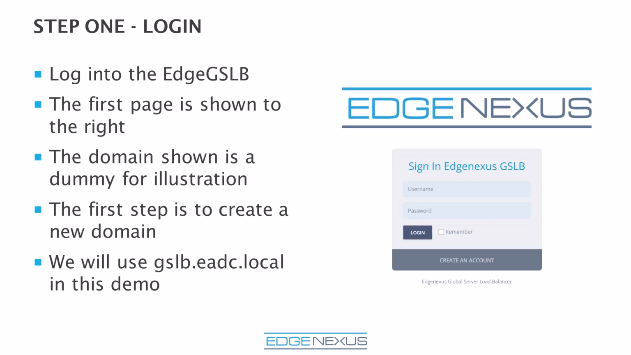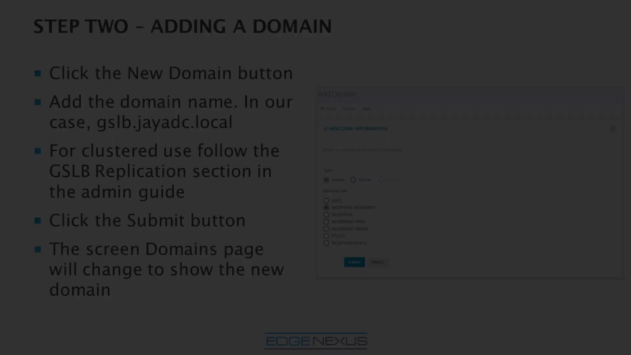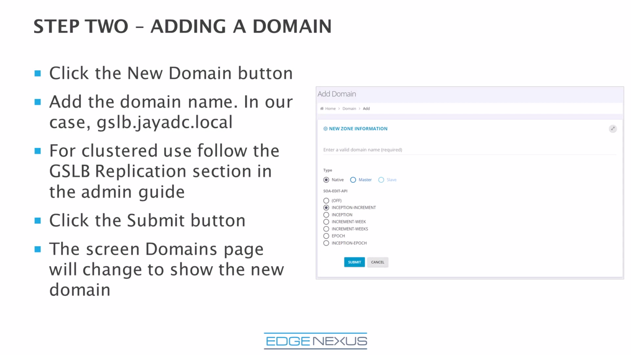For the purpose of this demo, we will create a domain with the name gslb.jadc.local. This domain name will be used as an example throughout the demo to showcase the configuration of the EdgeGSLB platform. Step 2. Adding a domain.